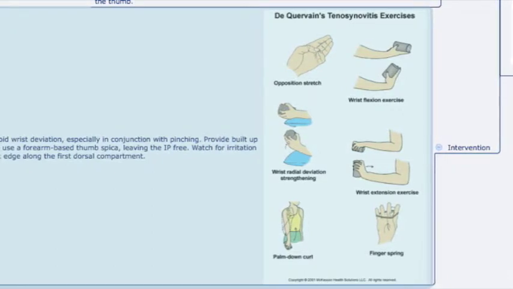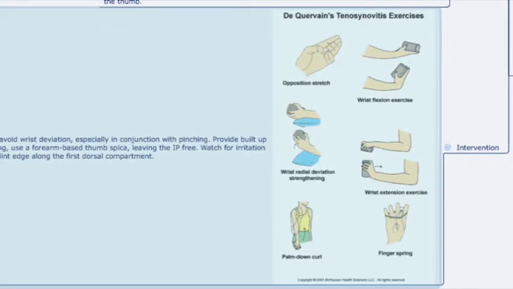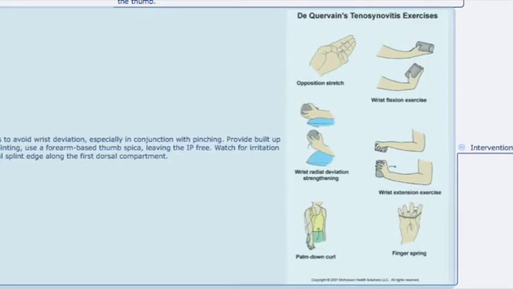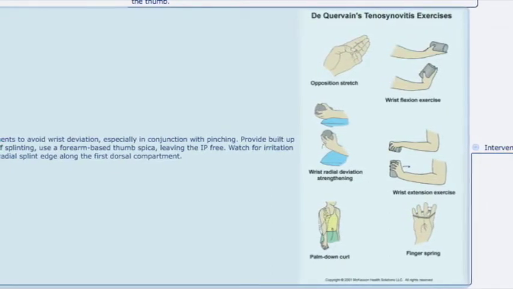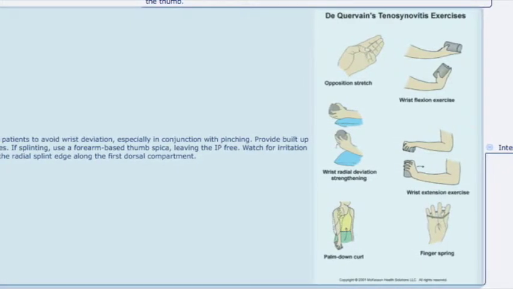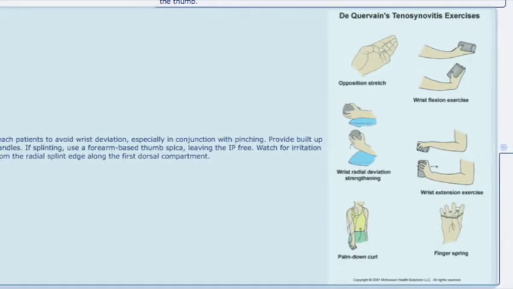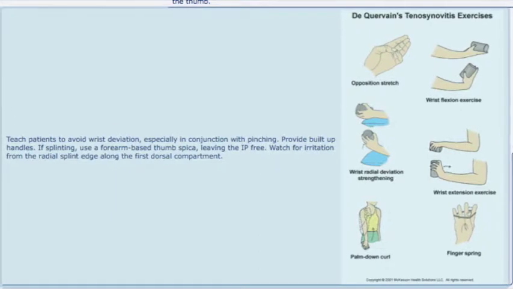The intervention for de Quervain's tenosynovitis is to teach patients to avoid wrist deviation, especially in conjunction with pinching. You can also provide built-up handles for the client. If splinting, use a forearm-based thumb spica, leaving the IP joint free. Watch for irritation from the radial splint edge along the first dorsal compartment.